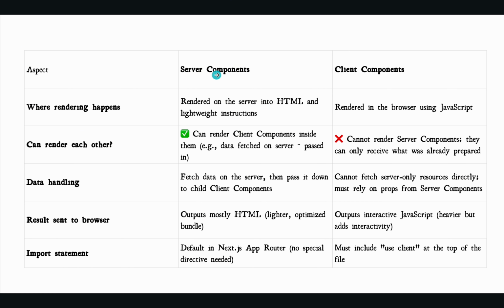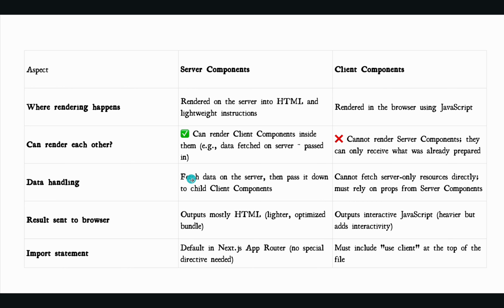And I've created this beautiful table just to give us an idea. So when rendering happens, server components are rendered on the server into HTML and lightweight instructions, while client components are rendered in the browser using JavaScript. Can they render each other? So server components can render client components inside them, right? But client components cannot render server components. They can only receive what was already prepared. There are workarounds to this, but just by default, client components cannot render server components.